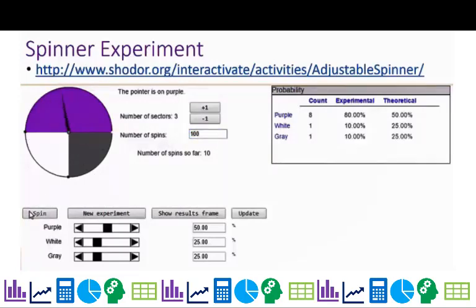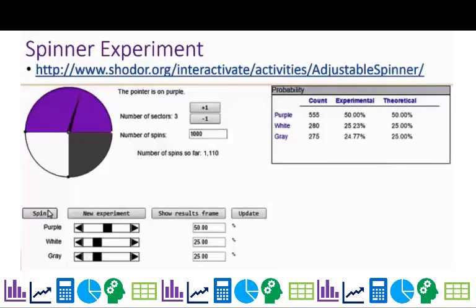Now when we start adding more spins, you can see that the percentages are getting much closer to the predicted. Let me add 1,000 spins. And in the long term, yes, I got purple 50% of the time, and the white and gray each about 25% of the time. So it behaved.